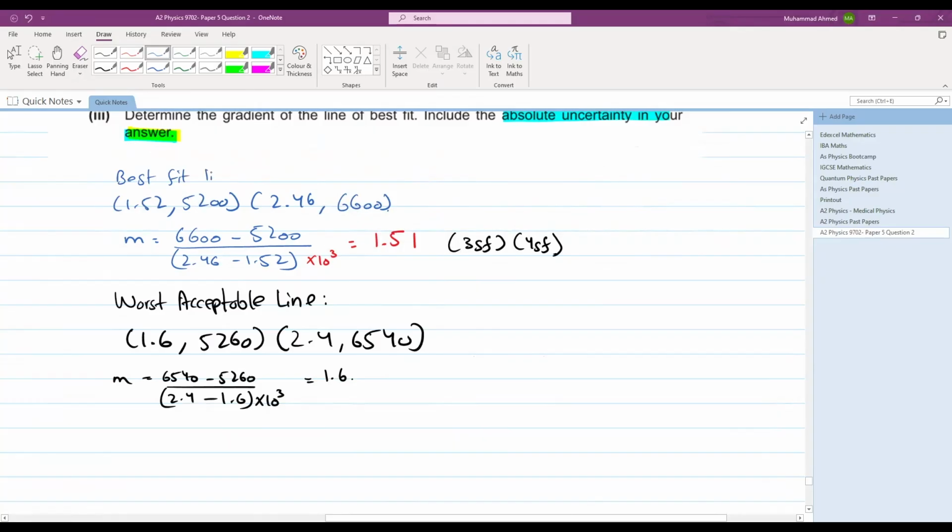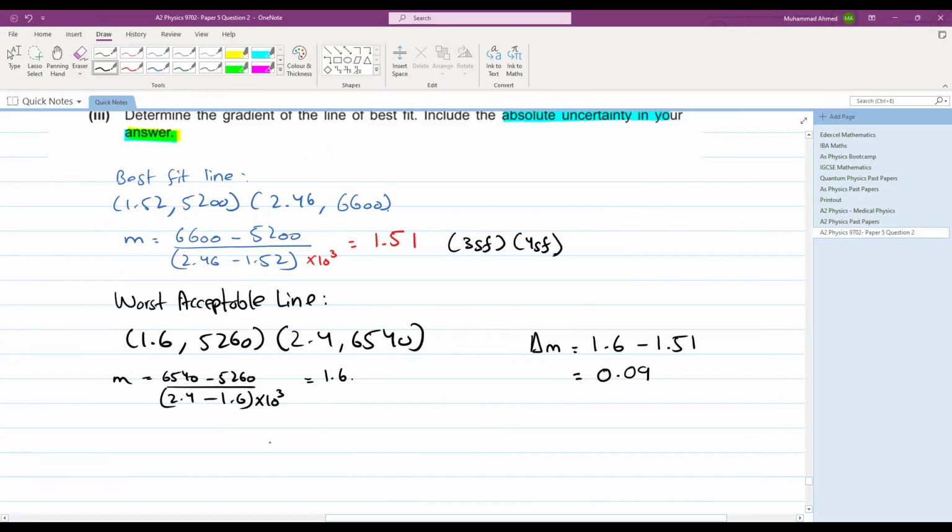Now, how can you calculate the uncertainty? The difference between these two gradients is your uncertainty. Uncertainty in gradient, or uncertainty in m, is equal to what? 1.6, that is the gradient of the worst acceptable line, minus the gradient of the best fit line. This comes out to be 0.09 as your answer. You have your uncertainty in gradient as well.